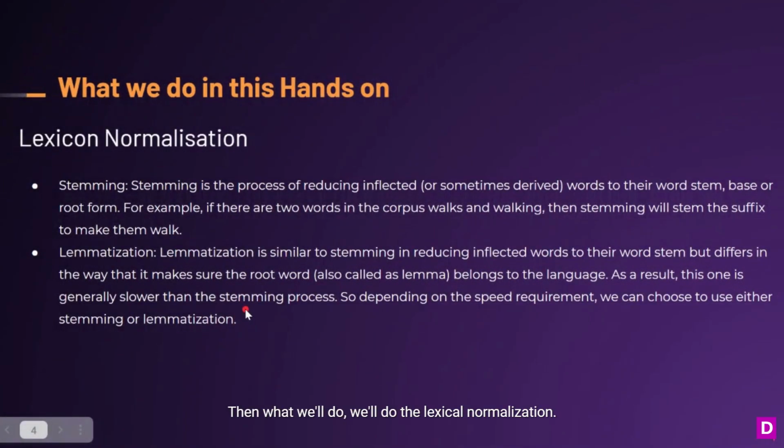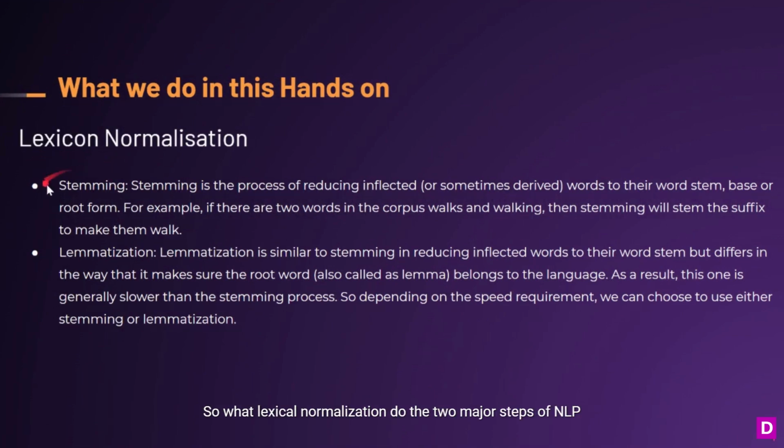Then we will do the lexicon normalization. So what does lexical normalization do? It covers the two major steps of NLP, that is stemming and lemmatization. Since I have already explained what stemming and lemmatization are, we implement these two techniques for the text as a part of pre-processing.